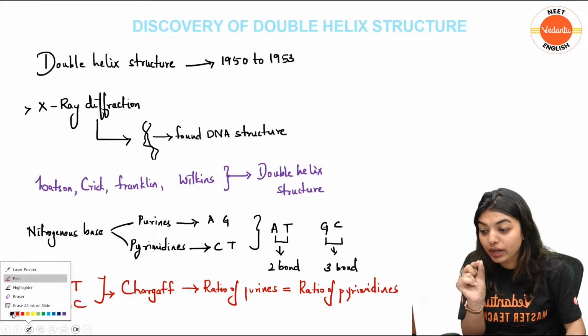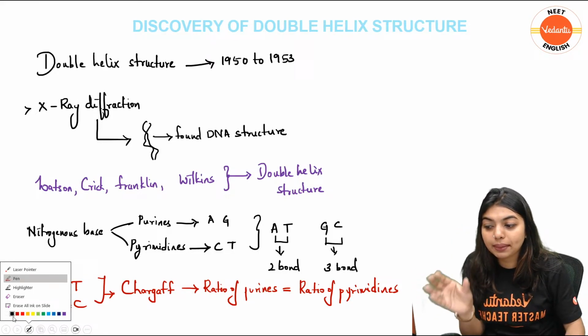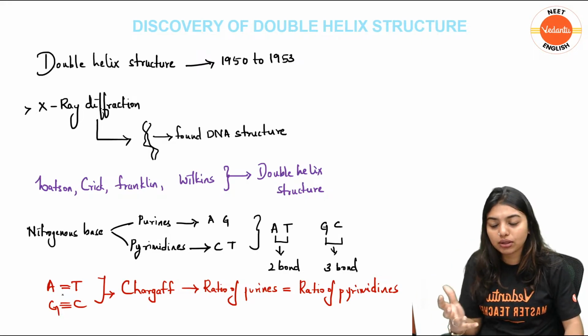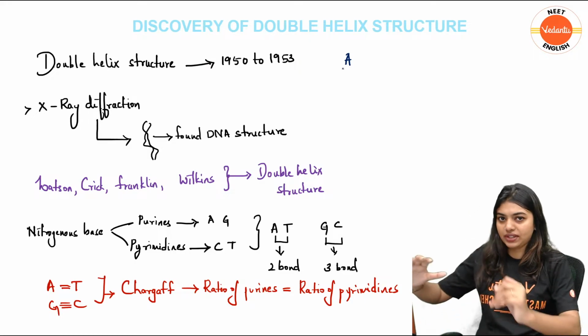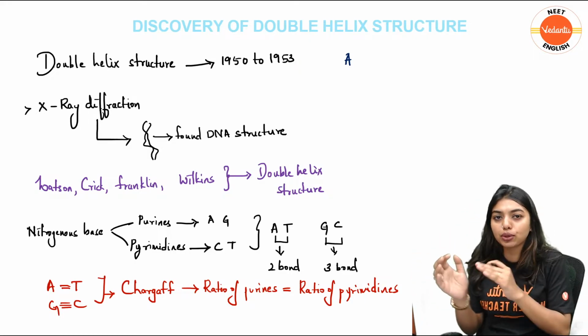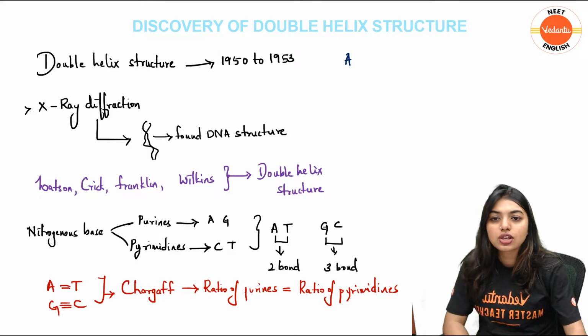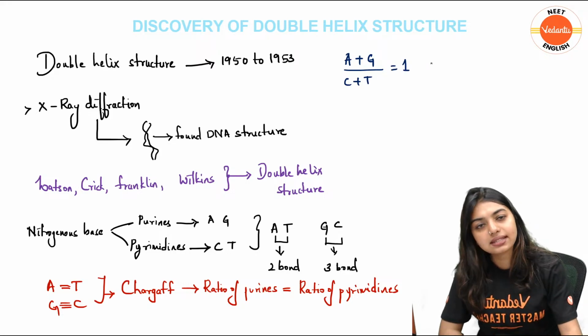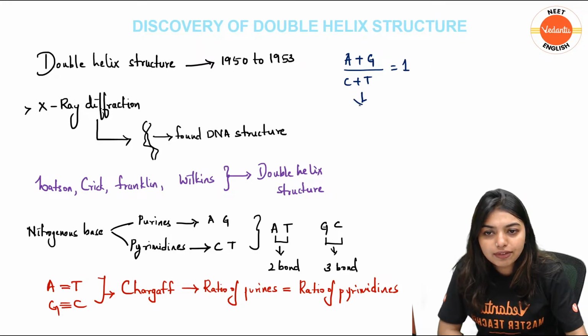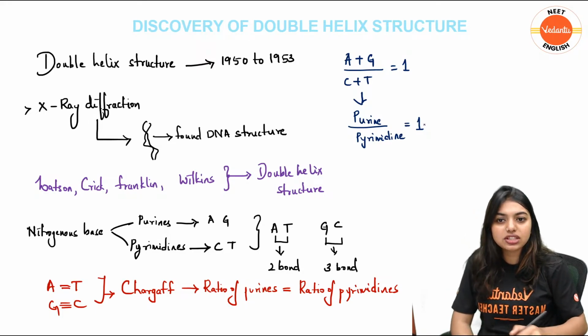Here is a PYQ question that can be asked, and most of the people never tell this and they forget about this. Simple, students, I will tell you what it is. A plus G, so we have adenine and guanine, and C plus T. Do you agree? Purines and pyrimidines will always be equal. So the number of purines to the number of pyrimidines will always be equal to 1. Yes, agreed, ma'am. If I have to write it in another way, I can write purine upon pyrimidine will always be equal to 1. Yes, ma'am, we agree to this. This is what Chargaff told.